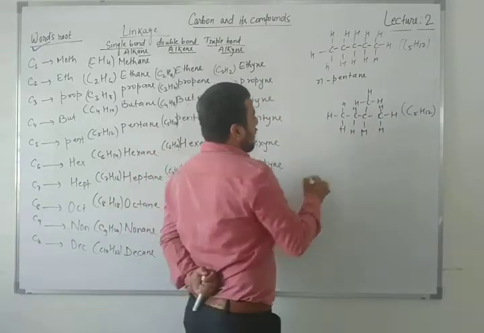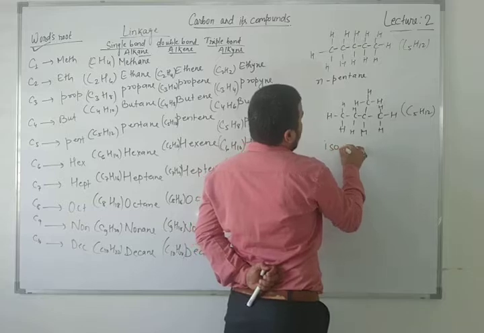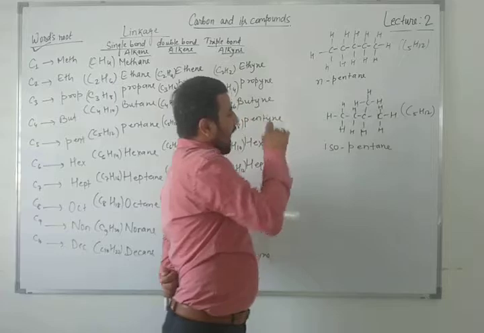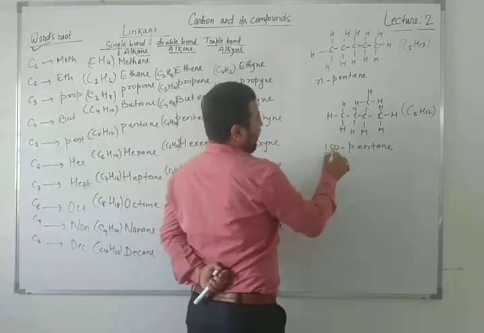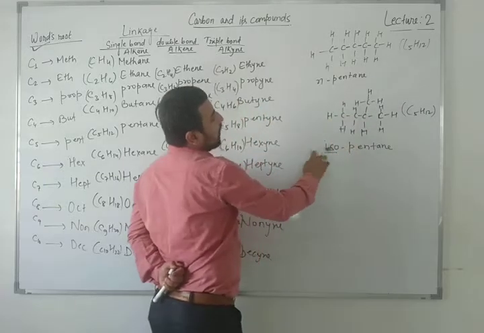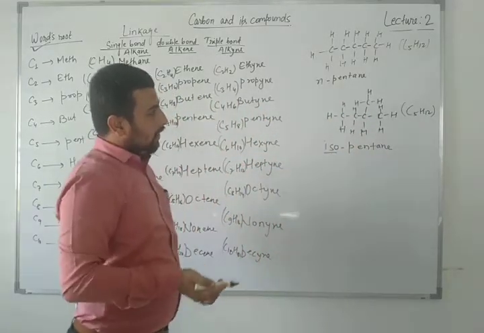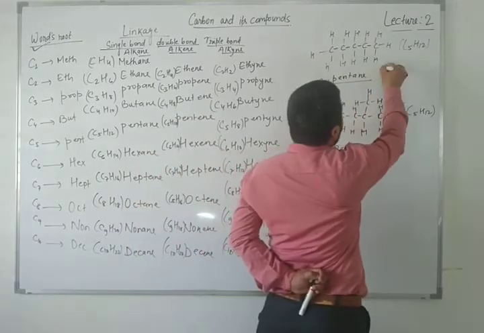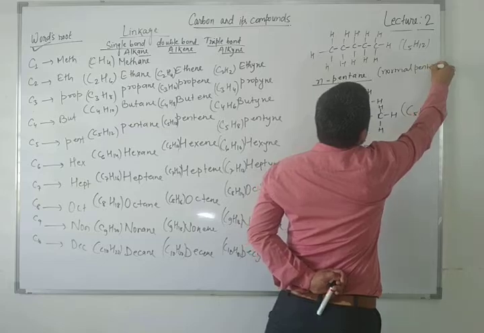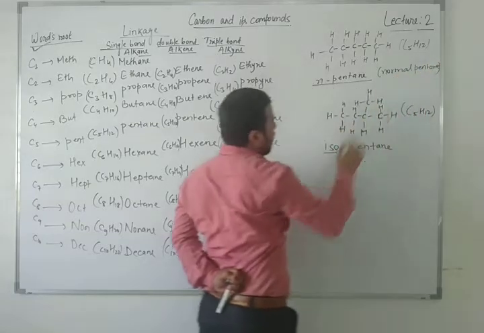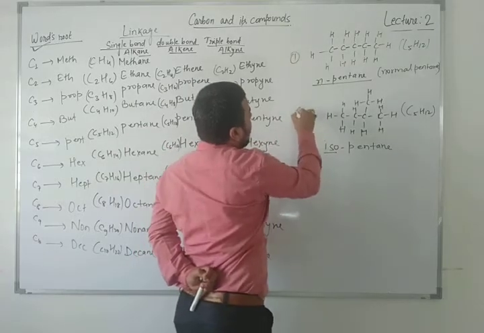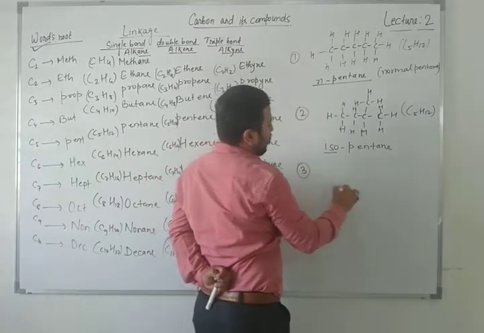So this is known as isopentane. Iso means equal. If we add either from this side second position or from this side second position, it will be known as isopentane. This is normal pentane. Instead of normal, I have just denoted n. So normal pentane, isopentane: this is the first isomer of pentane, second isomer of pentane, and third isomer of pentane.